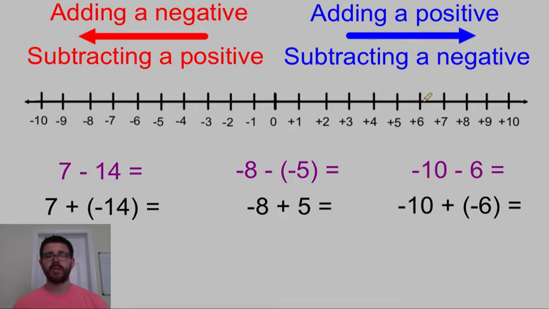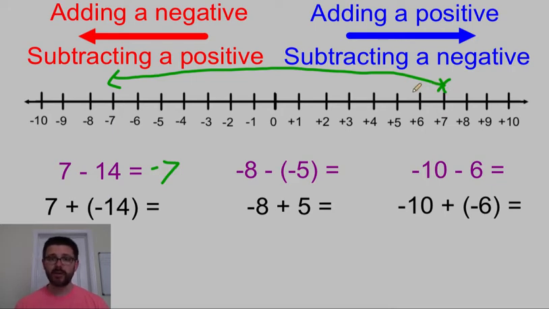7 minus 14. So I'm at 7. I'm subtracting a positive number, so I would go down 14, and I would end up at negative 7. Same thing if I were to do 7 plus negative 14. I would start at 7. I'm adding a negative number, so I would go down by 14 and still end up at negative 7.